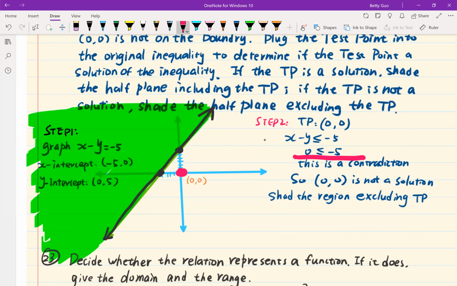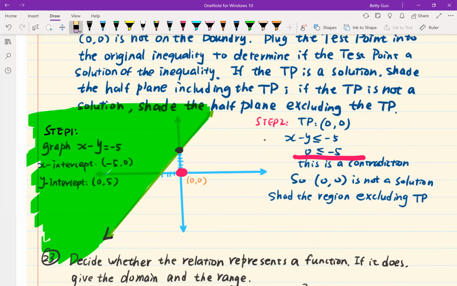So the solution set would be the region above the boundary line, the green region above the boundary line. All the solutions of the inequality include all the points above the straight line, also the points on the straight line, on the boundary.